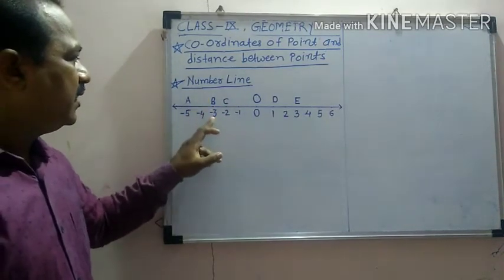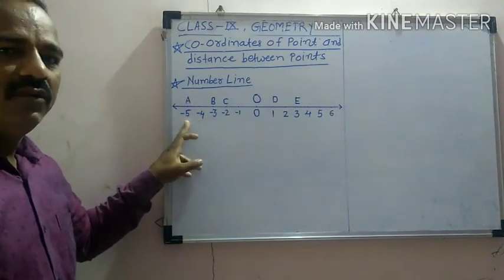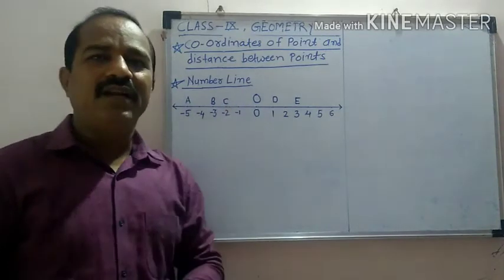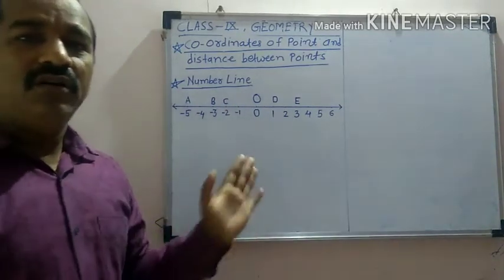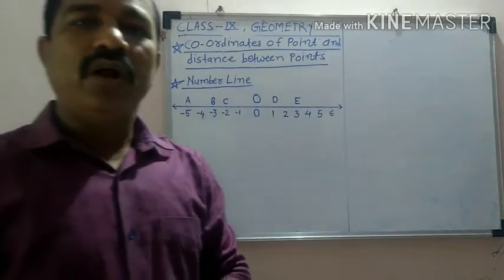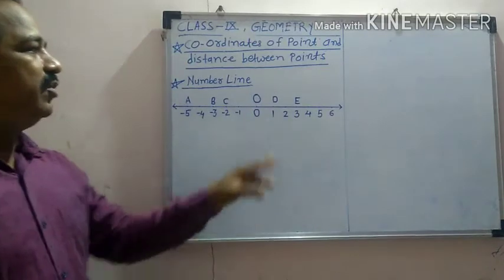B is related with negative 3. A is related with negative 5. Means all these points are related with a number on the number line, and that number is called the coordinate of that point. So what will be the coordinate of point D?